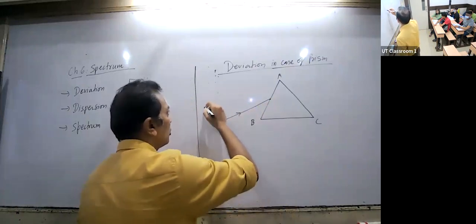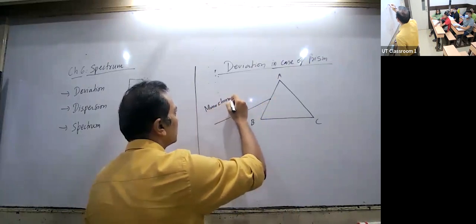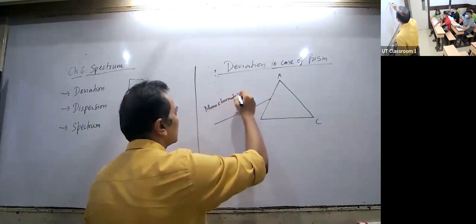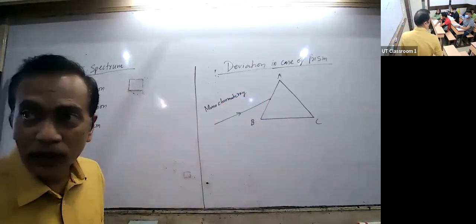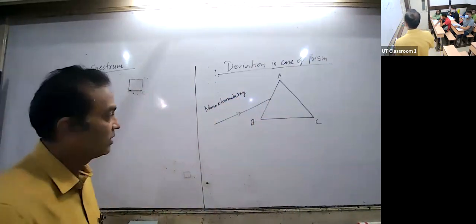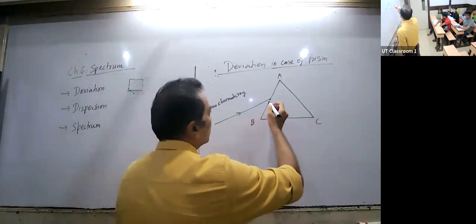This is a monochromatic ray. What is monochromatic? Single color. Not white light. It's a single color ray. Any color, red, green, any.